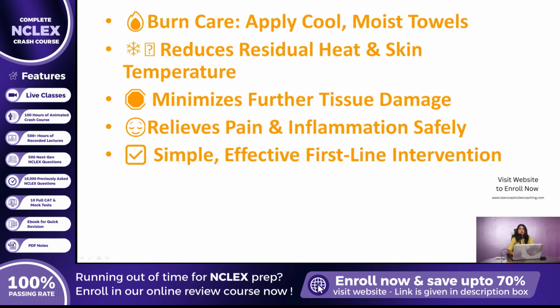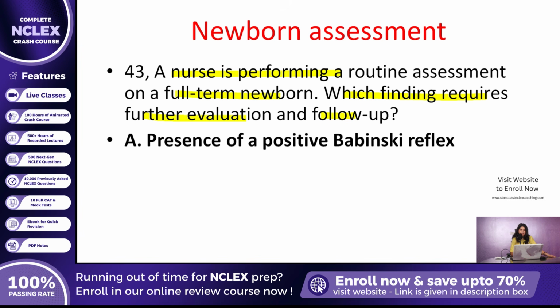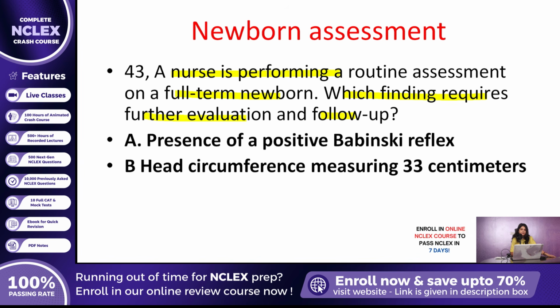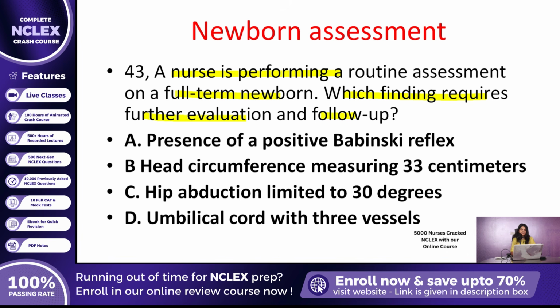Now turning to question number 43. This one focuses on newborn assessment and identifying abnormal findings that require further attention. The question is, a nurse is performing a routine assessment on a full-term newborn. Which finding requires further evaluation and follow-up? The options include A. Presence of a positive Babinski reflex. B. Head circumference measuring 33 centimeters. C. Hip abduction limited to 30 degrees. D. Umbilical cord with 3 vessels.